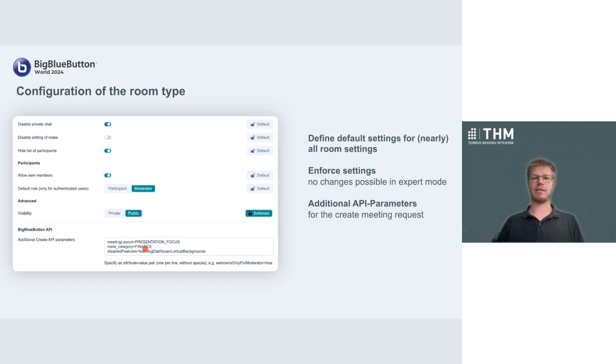And you can also pass some additional API parameters to make it more flexible for new features that are coming to BigBlueButton. For example, the disabled features is a nice way to customize the behavior of BigBlueButton.